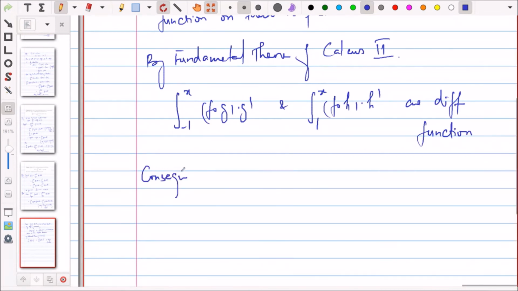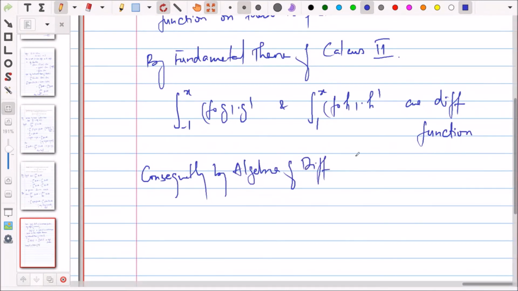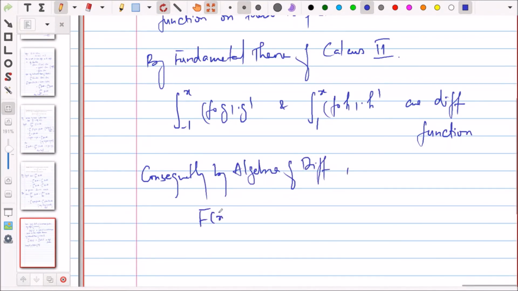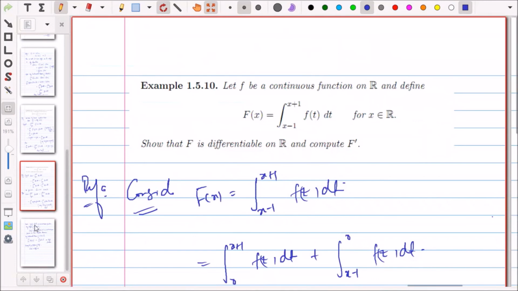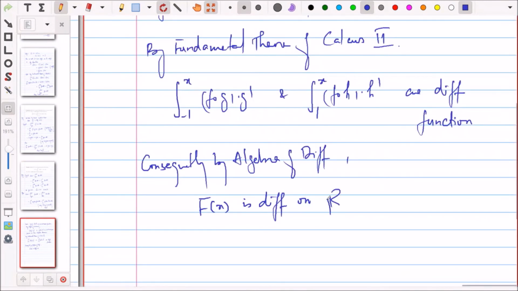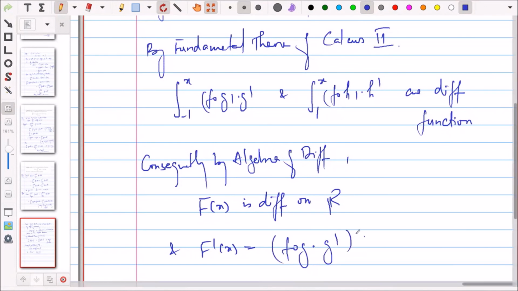Consequently, by algebra of differentiability, F(x) is differentiable on R, and F'(x) is equal to this function minus this function: f(g(x)) g'(x) minus f(h(x)) h'(x) for all x belonging to R. Okay? Is it fine?